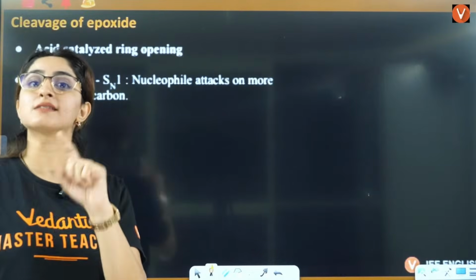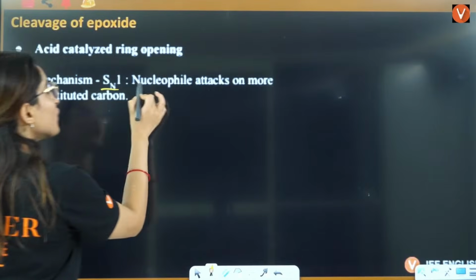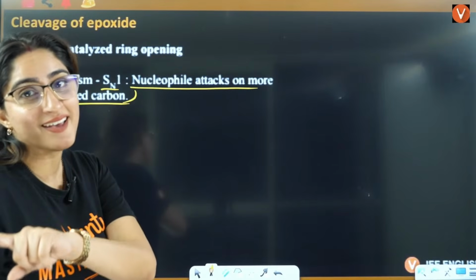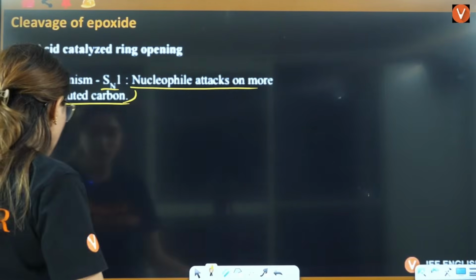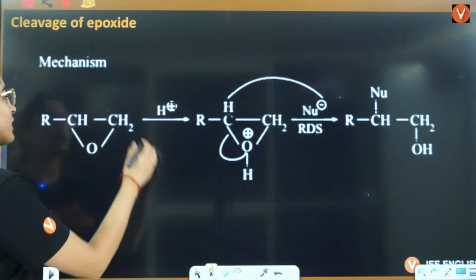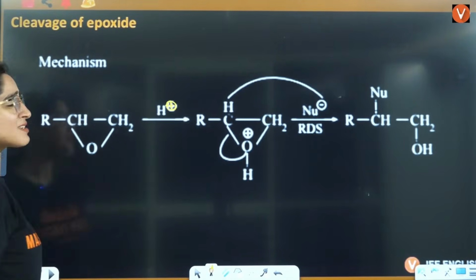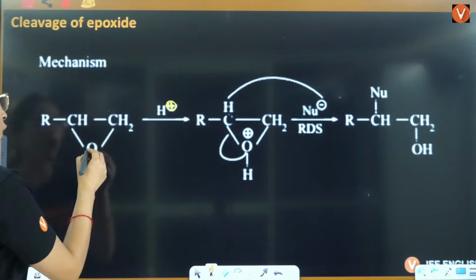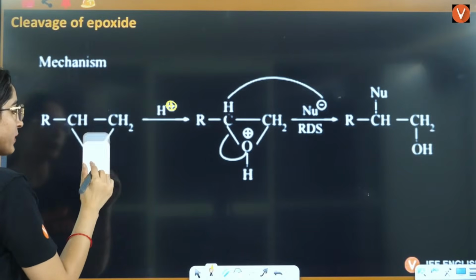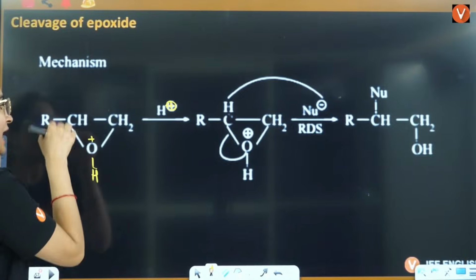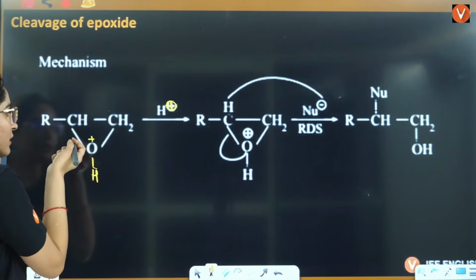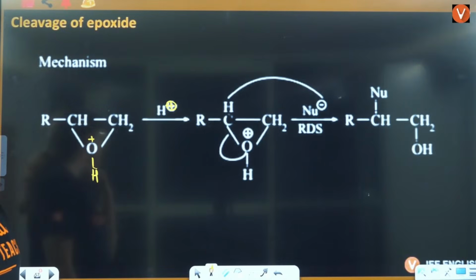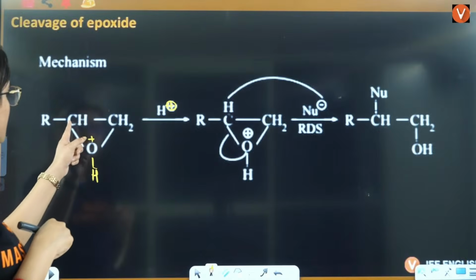In case of acid, it is the SN1 mechanism, right? And the nucleophile attacks on the more substituted carbon, because more substituted carbocation is more stable. So here, when this is acid catalyzed, what will happen? This proton is going to attack on this lone pair and it will have a positive here. And now what will happen? This nucleophile is going to attack on the more hindered carbon. This one is more hindered now.